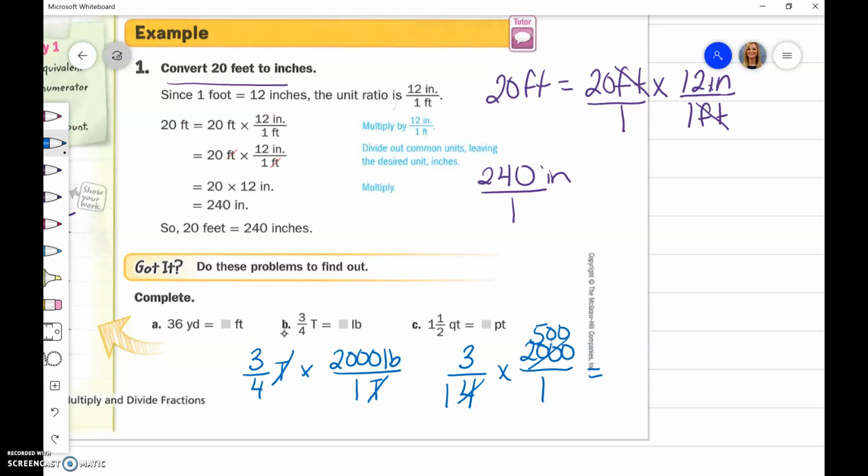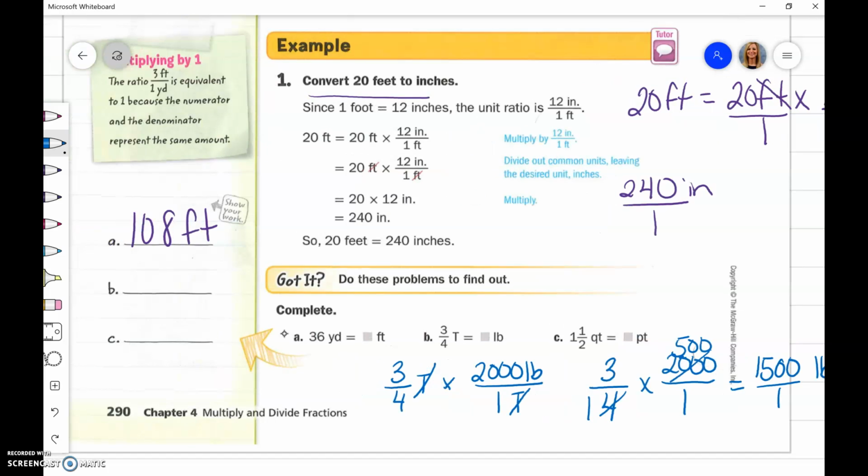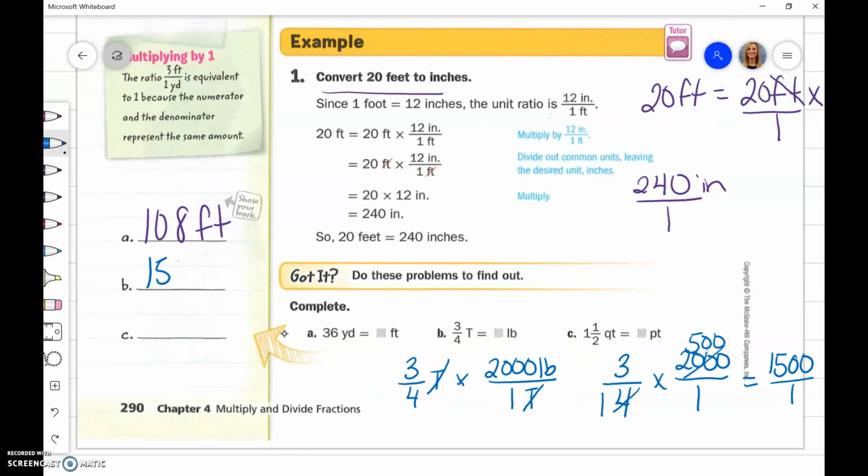So now I just multiply across. 3 times 500 is 1,500. 1 times 1 is 1. Therefore, in 3/4 ton, which is not a full ton, it's 3/4 of a ton, okay, there is 1,500 pounds. So we can write 1,500 pounds.